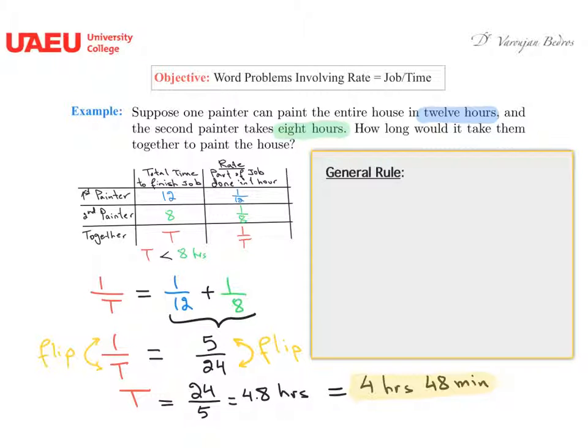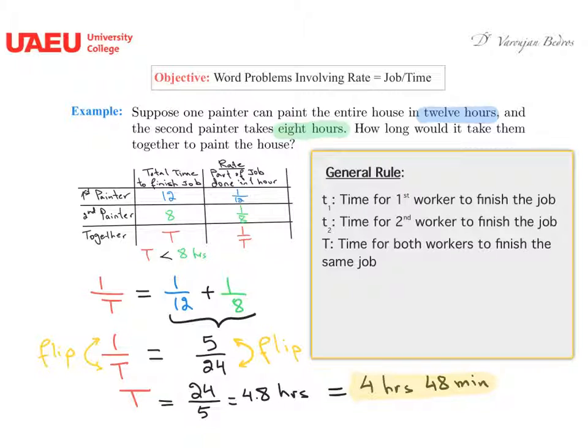And now one final note about the rule we have used. If T1 is the time taken for the first worker to finish a job, and T2 is the time taken for the second worker to finish the same job, then the rule to find the time for both workers to finish the same job is given by 1/T equals 1/T1 plus 1/T2.